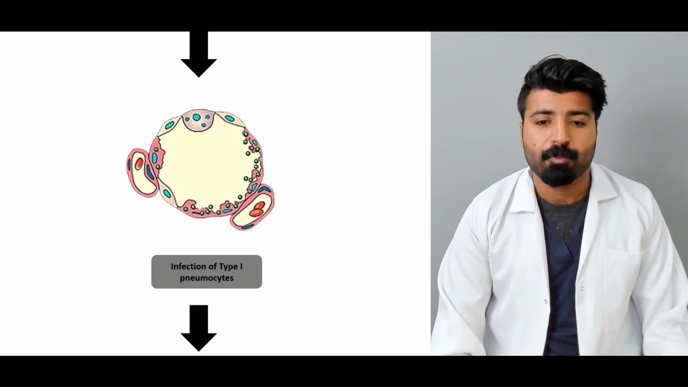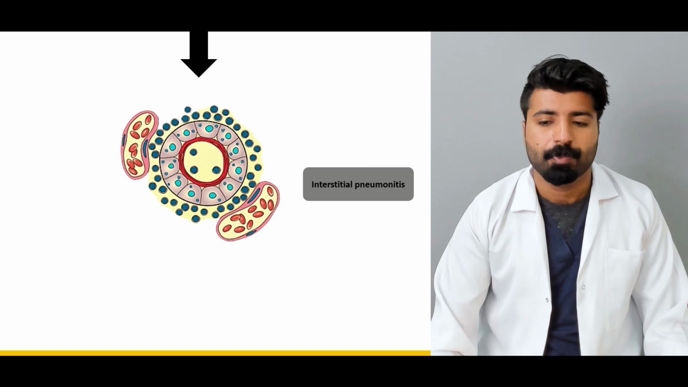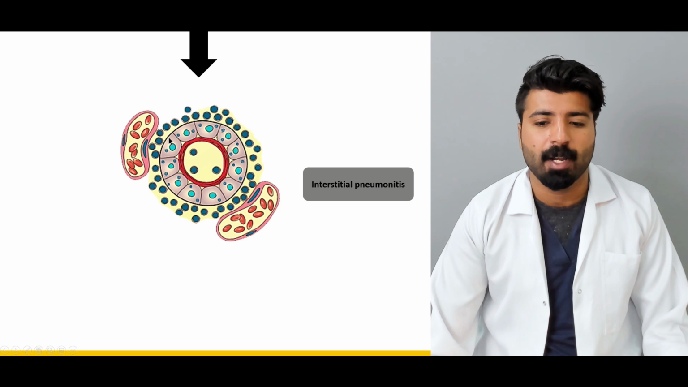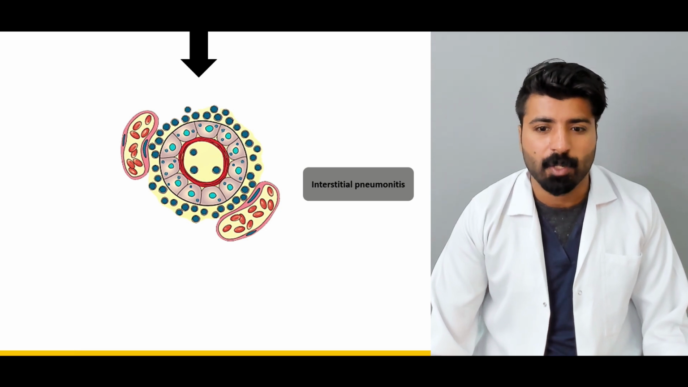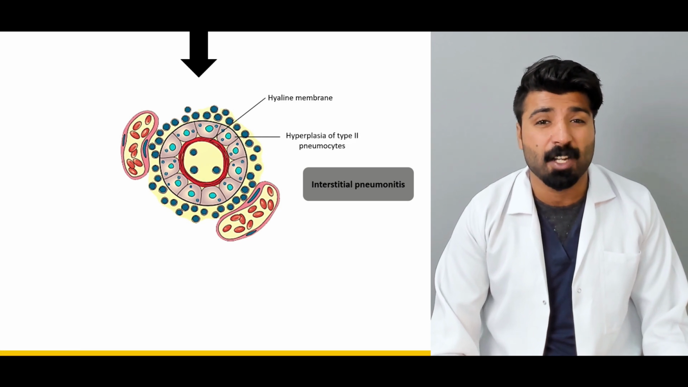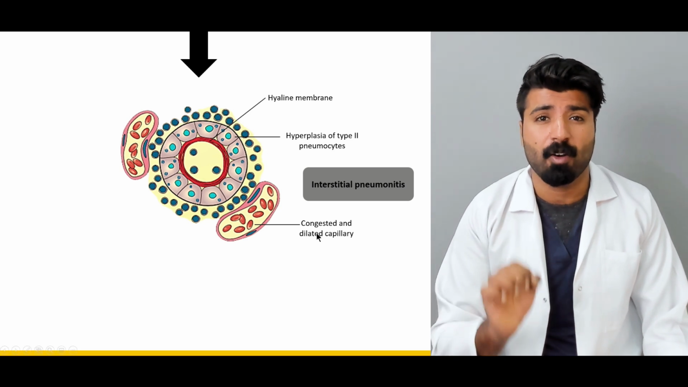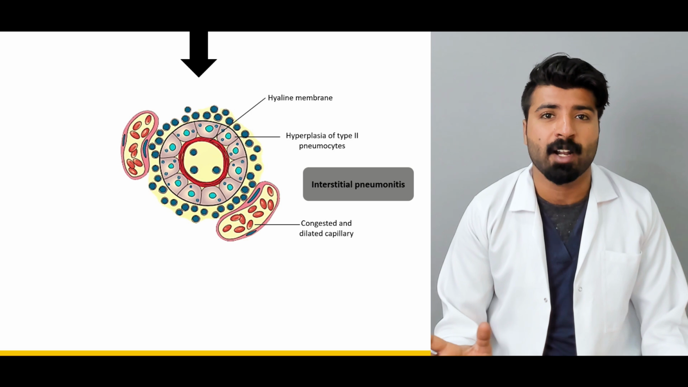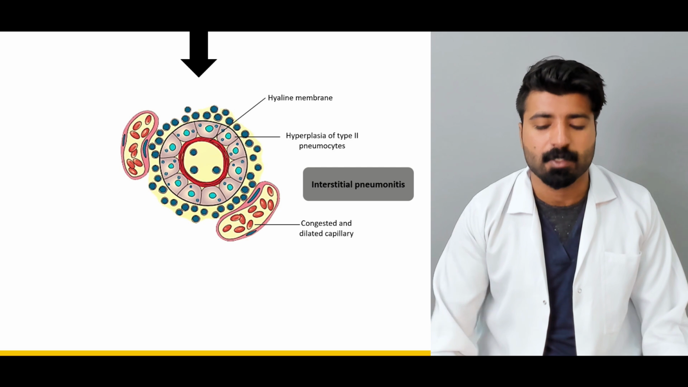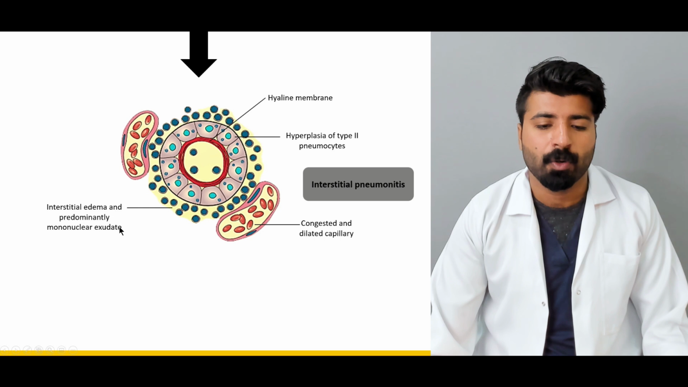So after the infection of type 1 pneumocytes and specifically type 2 pneumocytes, what will happen? Interstitial pneumonitis, because all of the interstitium has been covered by all of this multicellularity. You can see all of these structures are healed, hyaline membrane is there, hyperplasia of type 2 pneumocytes happened, then congested and dilated capillaries because some viral organisms traveled through that and caused the dilation, caused the congestion of the capillaries. And interstitial edema and predominantly mononuclear exudate.